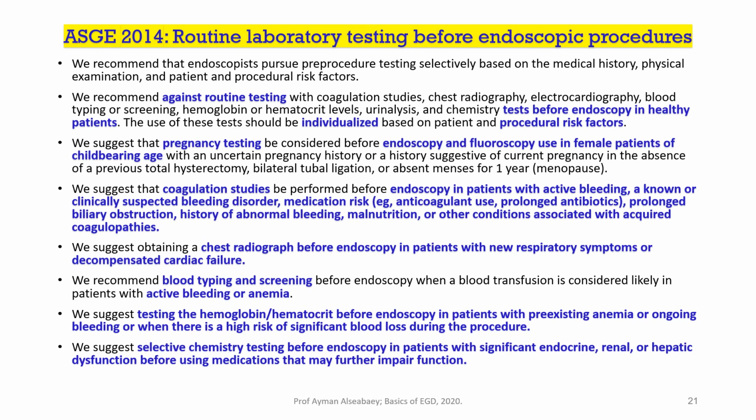If there is also a history of pre-existing anemia or ongoing bleeding, or there is a high risk of significant blood loss during the maneuver, it is better to do a CBC before. We suggest also selective chemistry testing before endoscopy in patients with significant endocrine, renal, or hepatic dysfunction. This is very important for the sedation, and also to manage the patient in a safer manner.